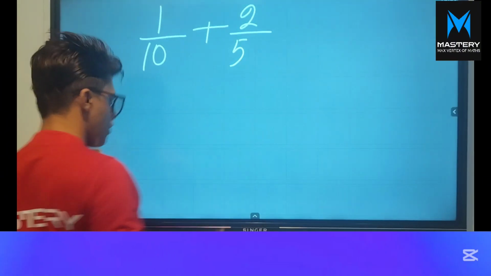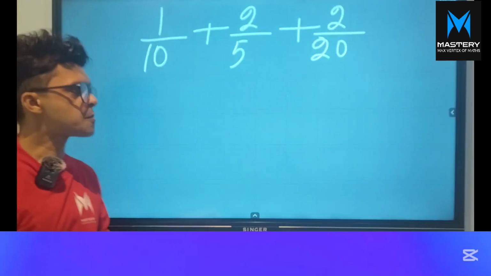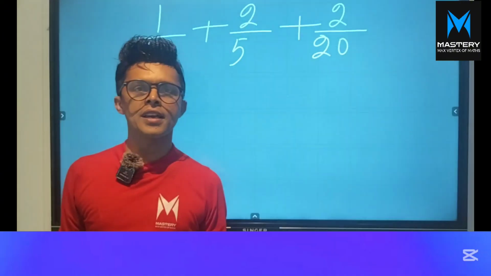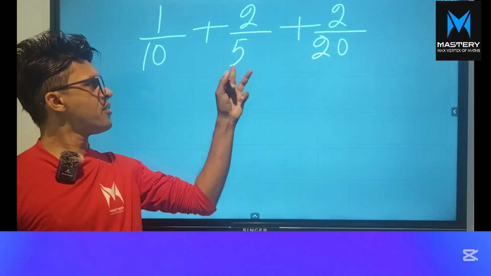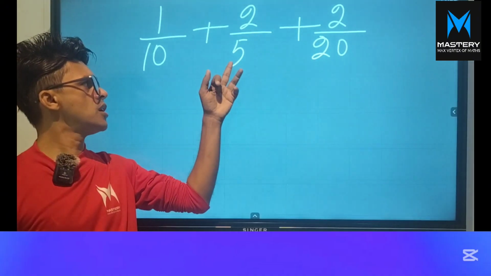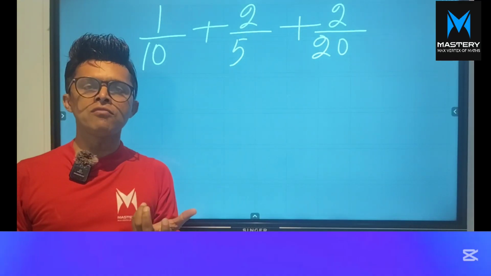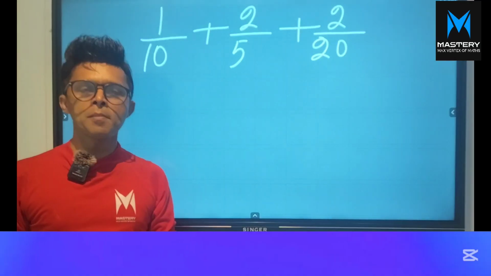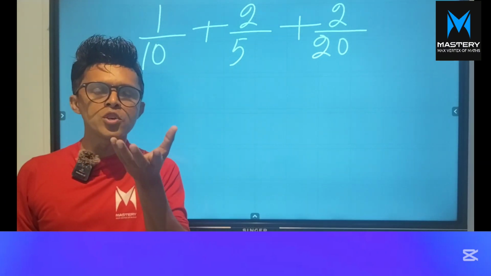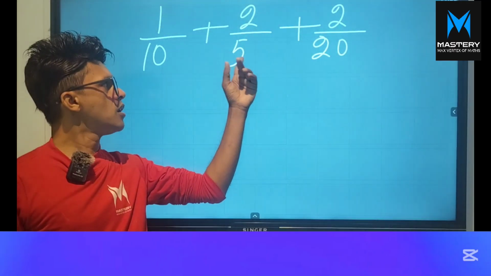1 over 10 plus 2 over 5 plus 2 over 20. How can you simplify these fractions? How can you add these fractions? Here you could see here 10, here 5, here 20. Then you can convert this 5 into 20, and this 10 into 20. Why do we get 20 here? So as to simplify. Every time when you add fractions or subtract fractions, you need to get an equal denominator.